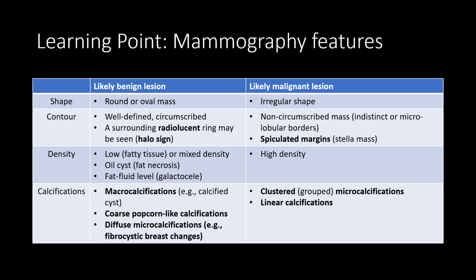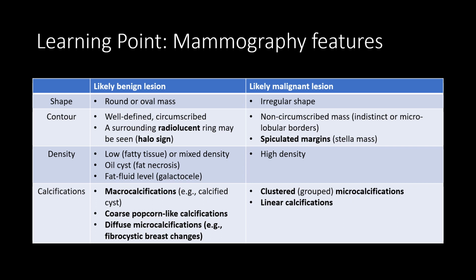Another category is contour. So if the mass is well-defined, circumscribed, maybe it has a radiolucent ring surrounding it, something called the halo sign, that is something that is more likely to be benign compared to a non-circumscribed mass with indistinct or microlobular borders or spiculated margins, which you can also call a stellate mass. That would be more likely to be malignant. In terms of density, a low or mixed density lesion, could be an oil cyst, or maybe there's a fat fluid level in there, would be more likely to be benign, whereas higher density would be more likely to be a malignant lesion.